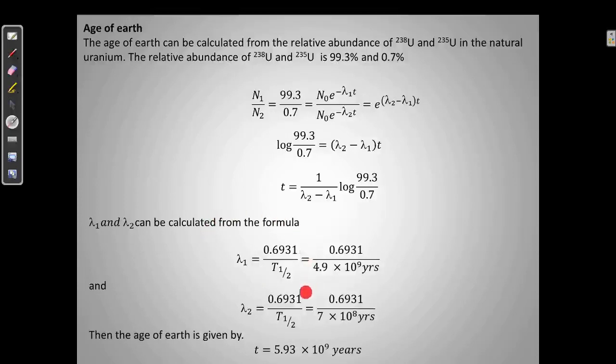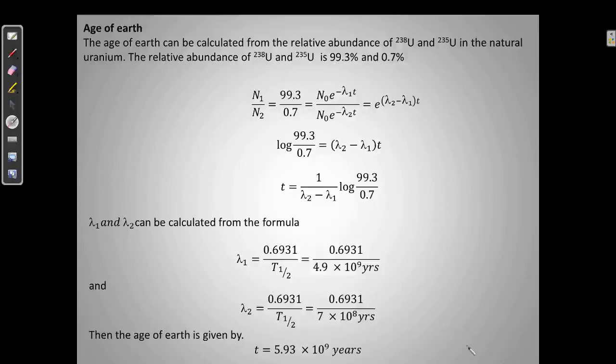Lambda 1 and lambda 2 can be calculated from the half-life formula, lambda 1 is equal to 0.6931 by t half. Lambda 1 here is for uranium-238, whose half-life is 4.9 into 10 raised to 9 years. Lambda 2 is for uranium-235, whose half-life is 7 into 10 raised to 8 years. So you will get t as 5.93 into 10 raised to 9 years, which is approximately equal to 6 billion years.